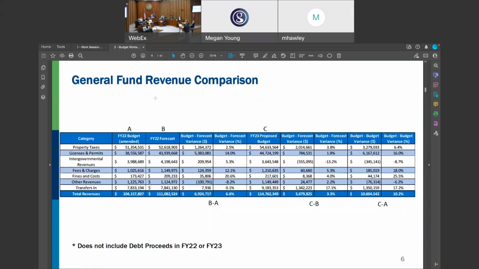All right, so the first slide we're starting on is a general fund revenue comparison. The columns are labeled A, B, and C to facilitate, as I discuss some of these variance calculations, you can reference back and forth what I'm talking about. So this includes our current year budgeted revenues, column A. Column B is our current year forecasted revenue, and column C is our preliminary FY23 budget.